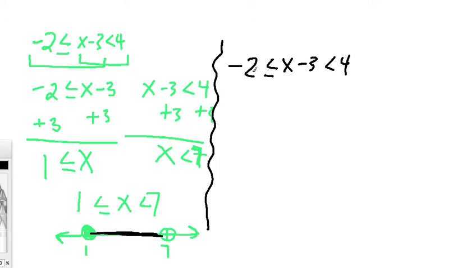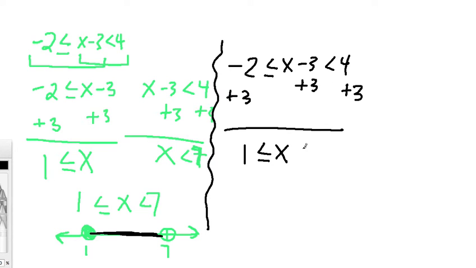You can keep it all right here, and to get x alone, we would add 3. And so if I'm doing this over here, I need to do it over here, and I need to do it over here. So I get negative 2 plus 3 is positive 1 is less than or equal to x, which is less than 7. See, I did my addition right there. All right, so this right here tells us that x is between 1 and 7.